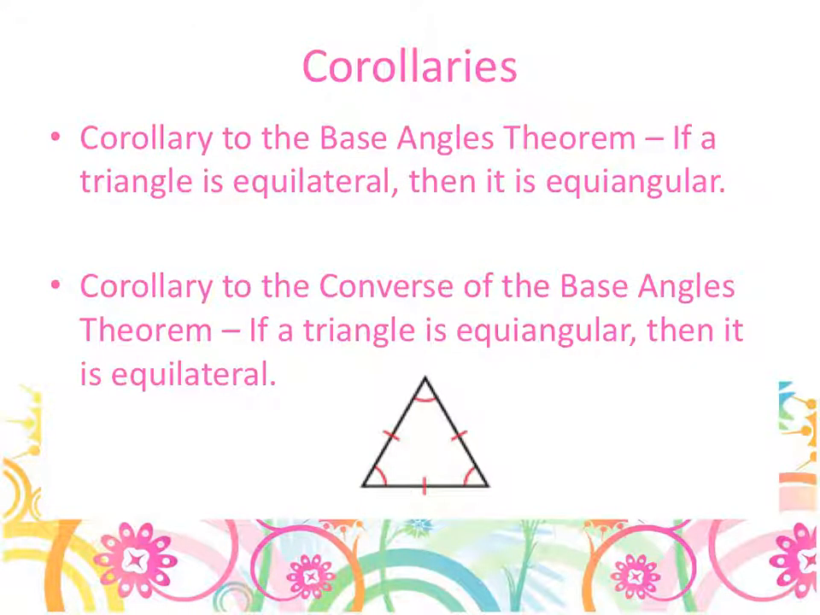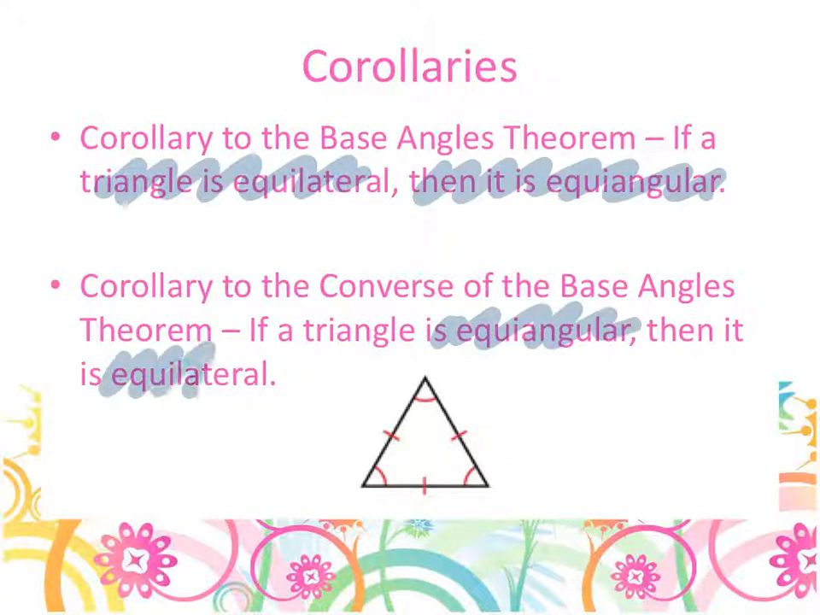It's about corollaries, right? Corollaries are things that are easily determined based on theorems. So these are 2 that you probably have already figured out. We've even talked about a couple of them, okay? The corollary to the base angles theorem says if a triangle is equilateral, then it's equiangular. And the corollary to the converse of the base angles theorem says if a triangle is equiangular, then it's equilateral.